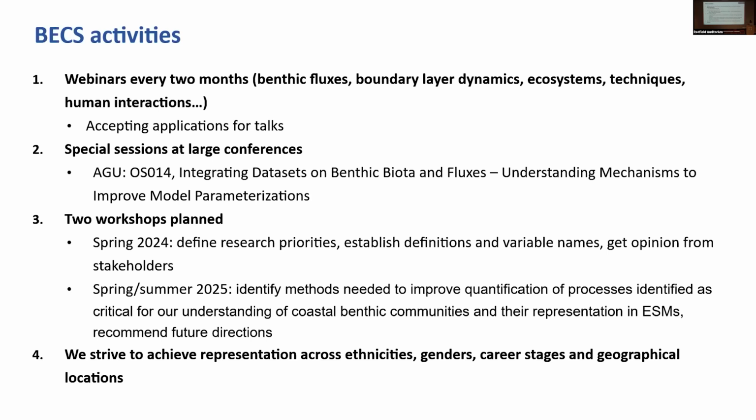We really want representation across geographical locations and career stages. So please don't be shy. If you're a student or a postdoc, please apply for these talks. We welcome everyone's opinion on this. If you are interested in collaborating in any capacity, please come talk to us. We are also hiring postdocs and grad students for both data synthesis and modeling. So we welcome participation from anyone.